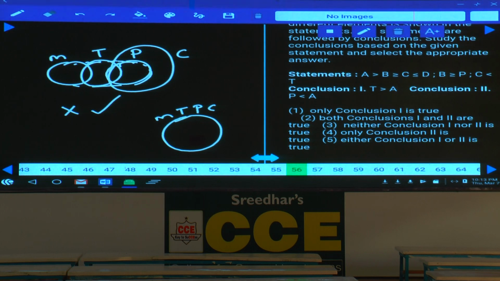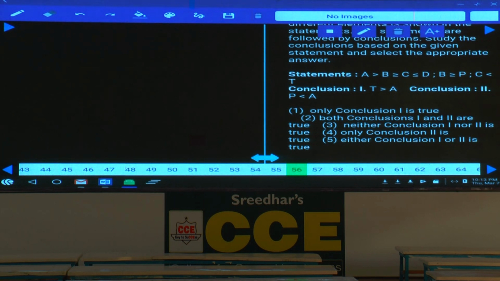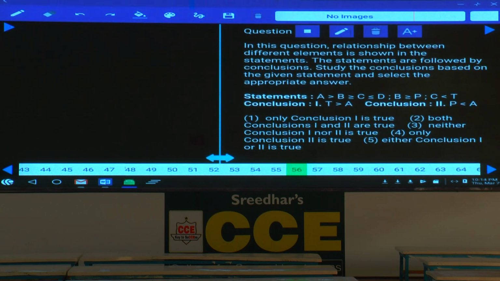Then question numbers 56 to 60. Now 56 to 60, these questions come under which category? Coded inequalities. Now tell me what is the relation between T and A? T is here and A is here. What is the letter which is common between these two? C is common. Now what is the conclusion between A and C? A greater than C and C lesser than T. A greater than C, C lesser than T, one greater than, one lesser than, two opposite symbols, no relation. Are you following this or not?